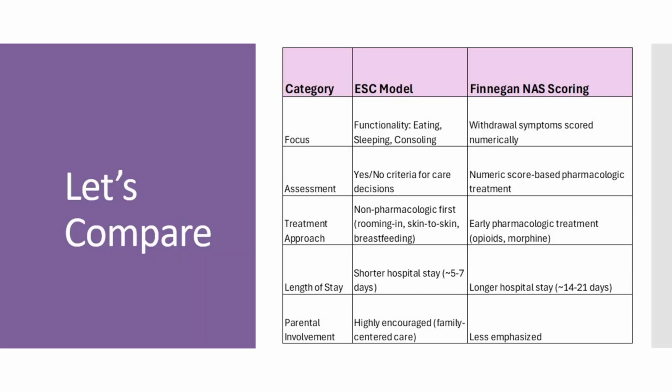So let's quickly compare our Eat, Sleep, Console model and our Finnegan scoring model. And really, when you're thinking about Eat, Sleep, Console, it's a functional model. How well is the baby babying? You want to make sure that that baby can eat, sleep, and console, exactly what it sounds like. Finnegan scoring looks for multiple symptoms that the baby has that may or may not be important to let you know how severe their withdrawal is.